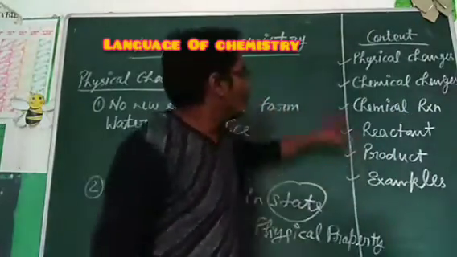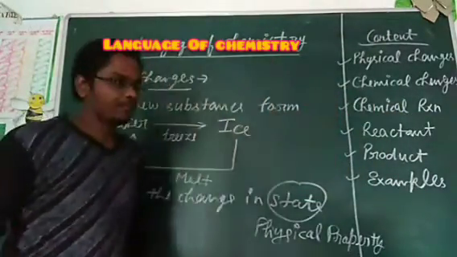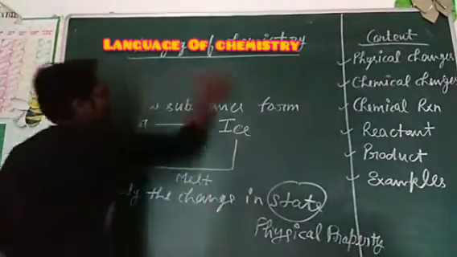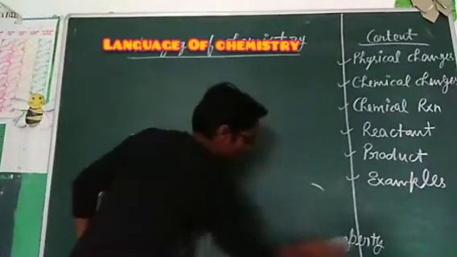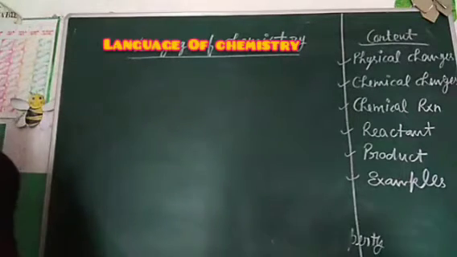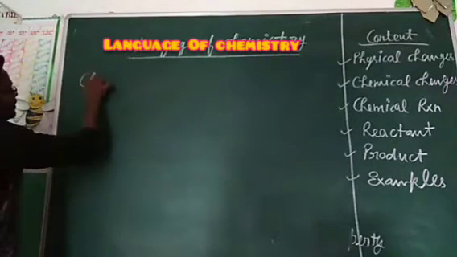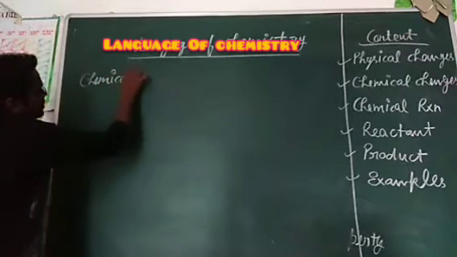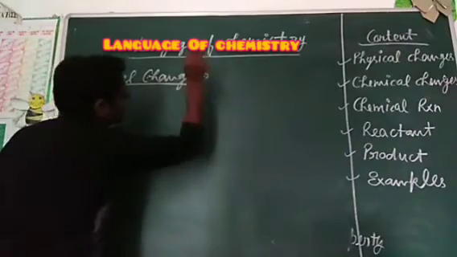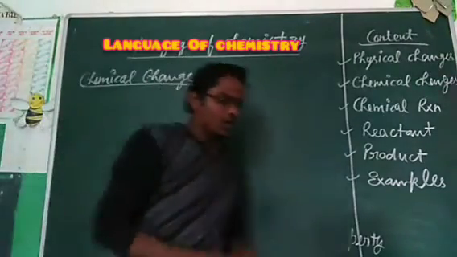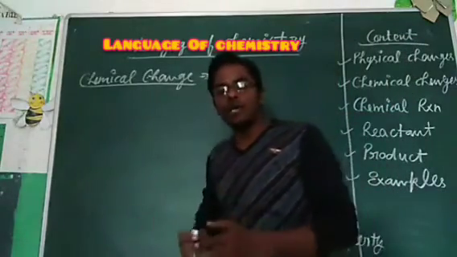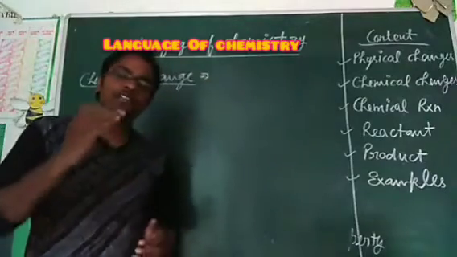Now, what is the chemical change? See, we will see what is the chemical change. Chemical change is the change in which the chemical properties of the substance change.